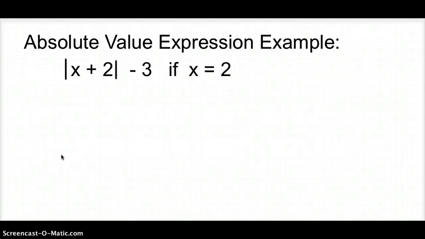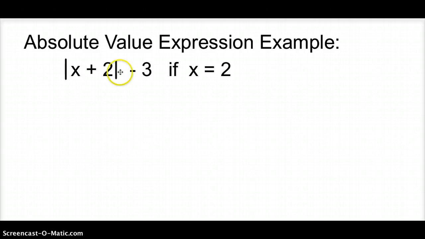So first, an absolute value expression example is we have something like this. These bars on the side mean absolute value. And what absolute value really is, is just a distance from zero. So if you think about it that way, the number 5, how far away is that from zero? Well, that's 5 away from zero. Negative 5 is also 5 away from zero. So the absolute value of negative 5 is going to be 5, and the absolute value of a positive 5 is also going to be 5.